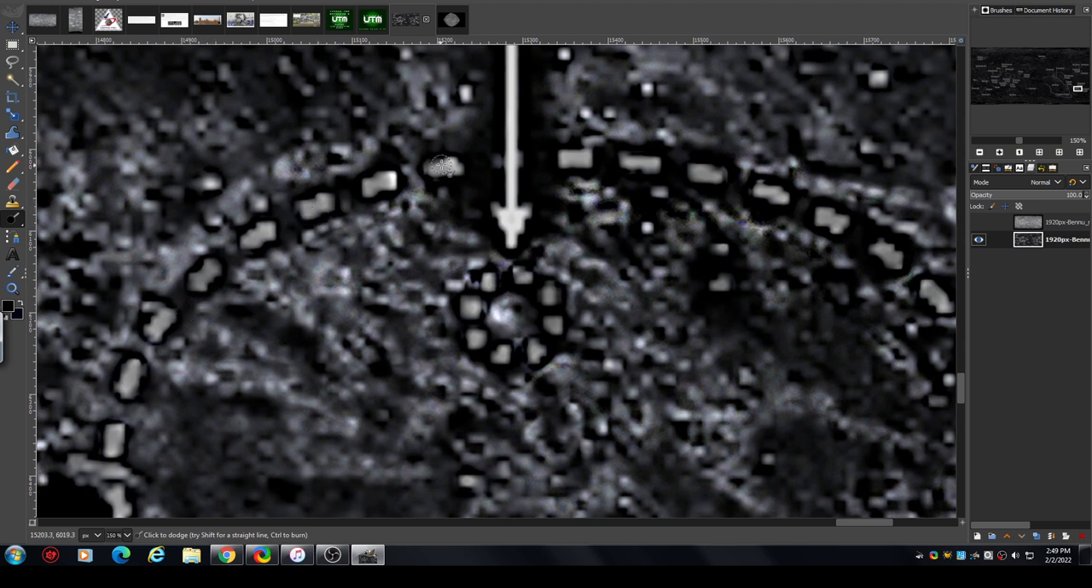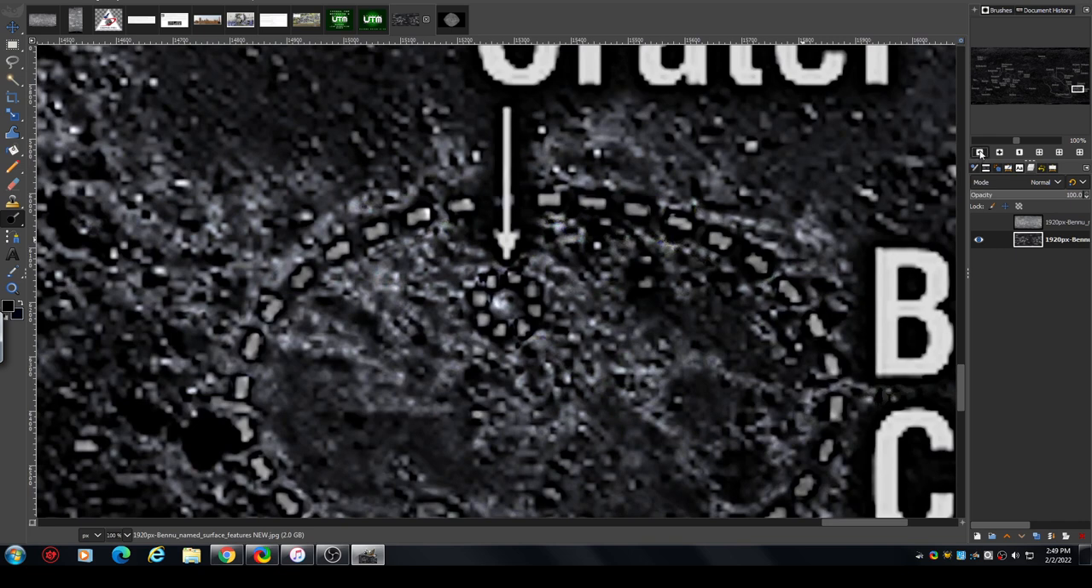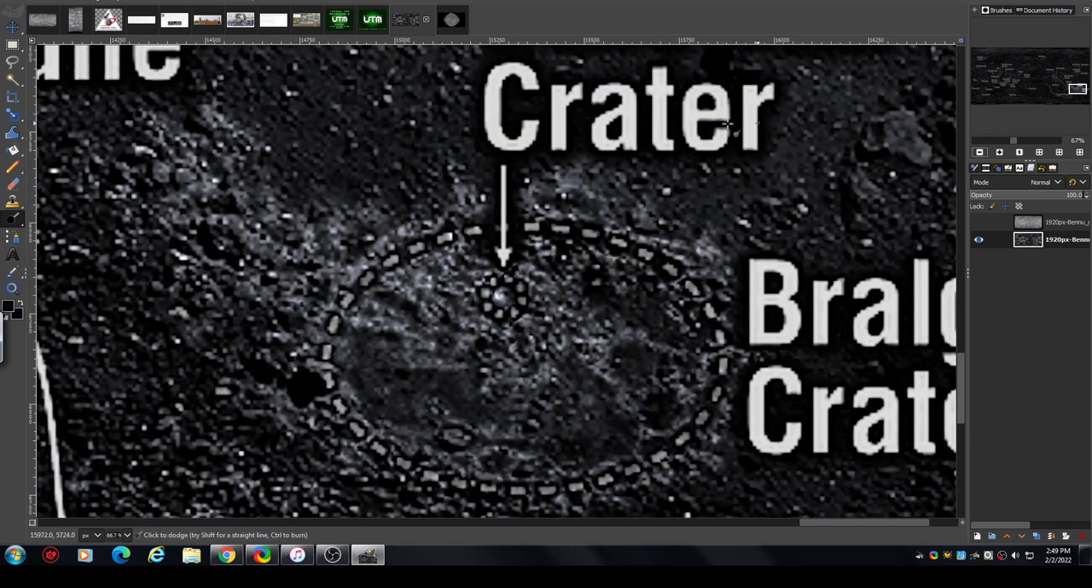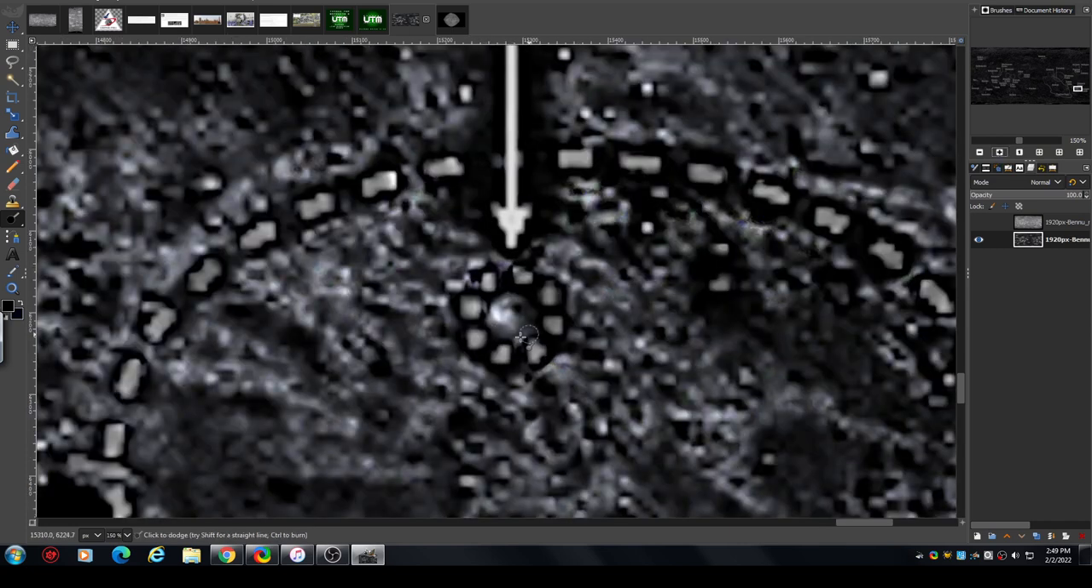I believe in some, not all, that these are actually something which is on the surface or part of the crater, looking completely pointing to this dome type structure.